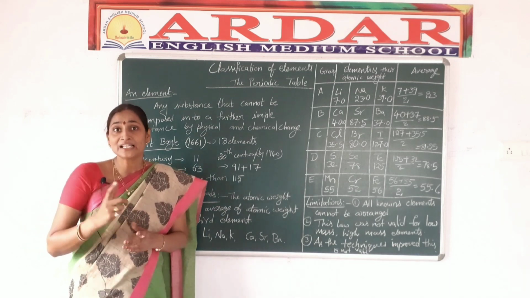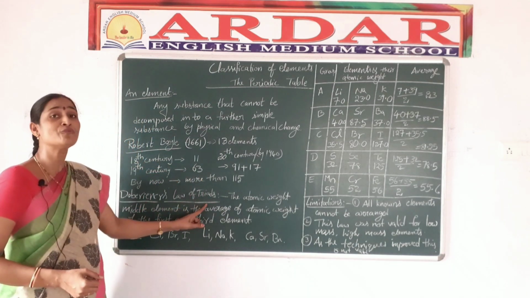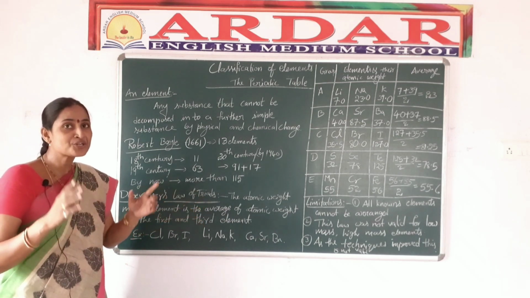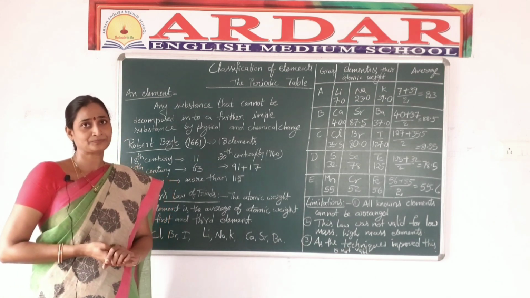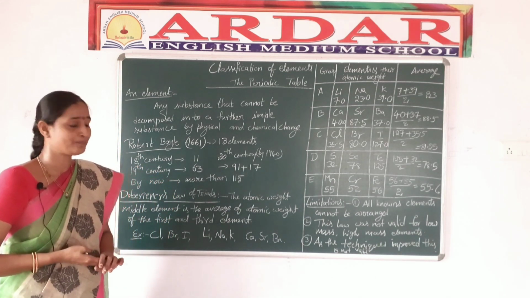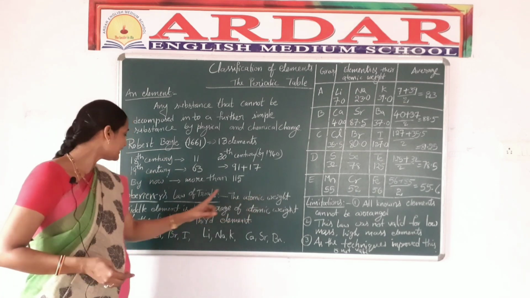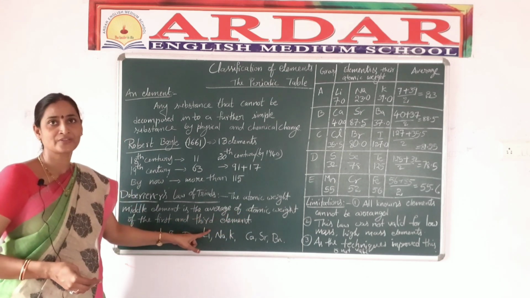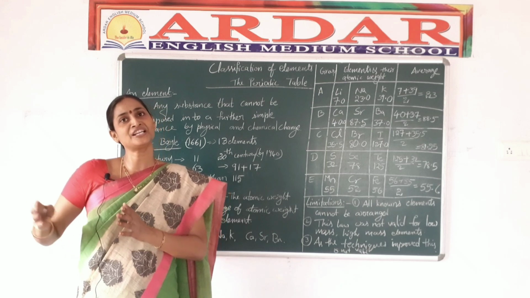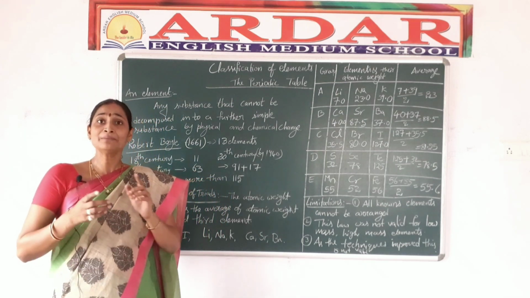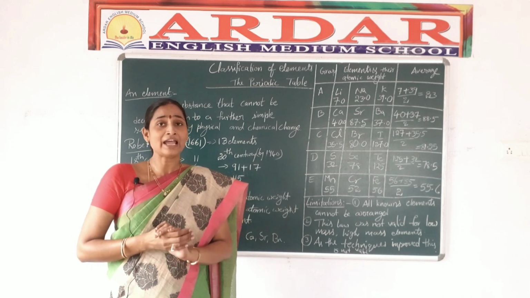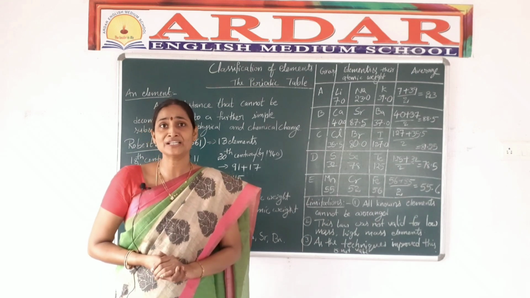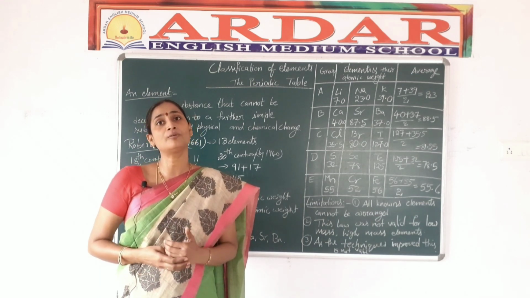He proposed a law that is called Dobereiner's law of triads. Triad means a group of three. Every triad contains three elements. And what is the statement? The law states that the atomic weight of the middle element is the average of the atomic weights of the first and third elements. That means when the elements are arranged in ascending order of their atomic weights, the atomic weight of the middle element is equal to the average of the atomic weights of the first and third elements. That law is called Dobereiner's law of triads.